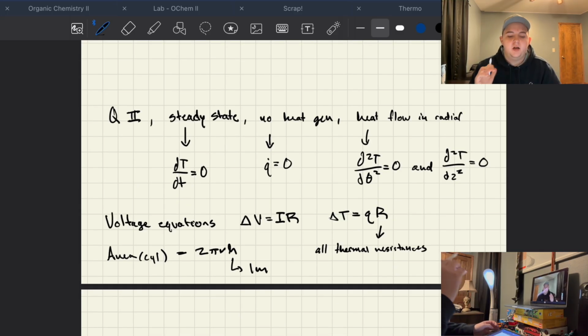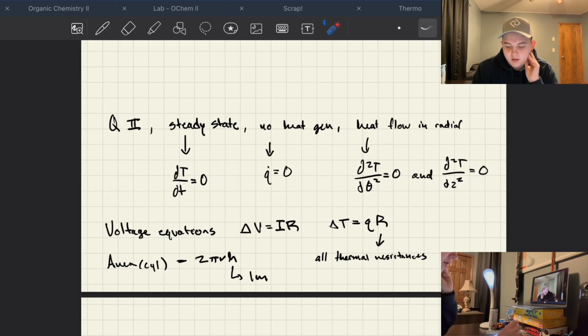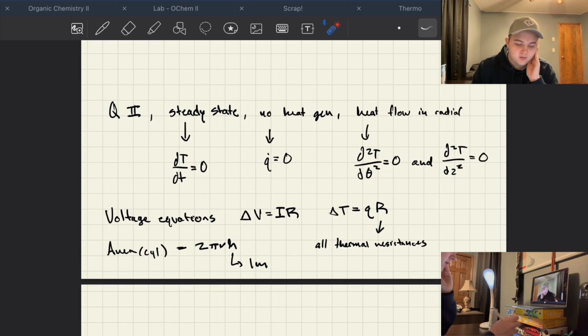And then while I took our cut, I added this just to help us out. So steady state, no heat generation, no flow in radial. So for steady state here, we're going to have our left side of the equation equaling 0. We're going to have our heat generation as 0. And since we only have heat flow in radial, our other positions are going to be equaling 0.